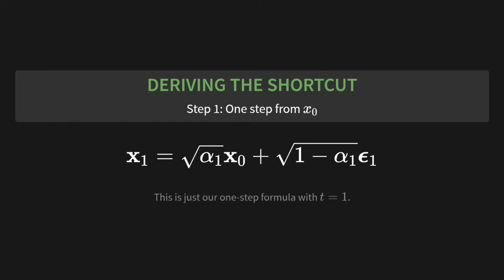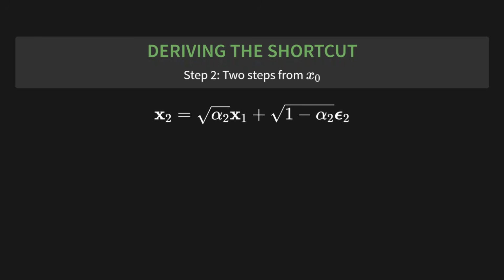Stay with me here. Step 1. We write out the formula for x sub 1, which is just our one-step formula starting from the original image, x sub 0. No surprises there. Step 2. Now we write the formula for x sub 2. And here's the trick. We substitute the entire expression for x sub 1 right into this equation.